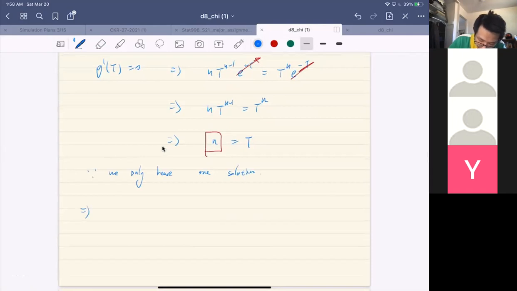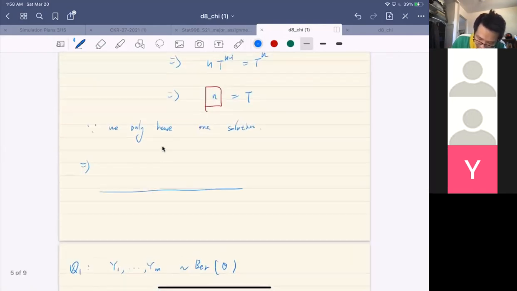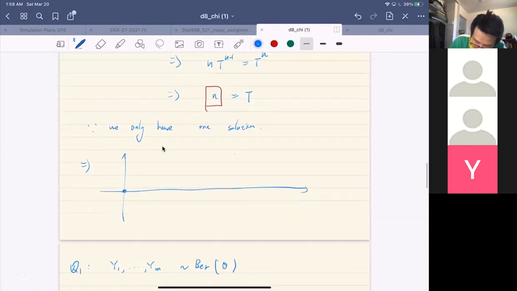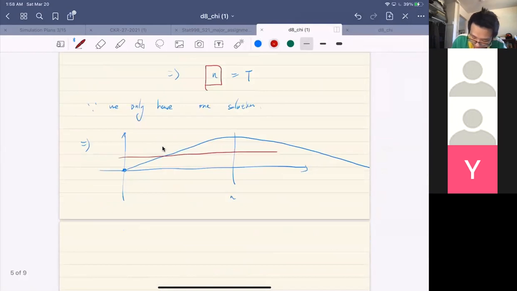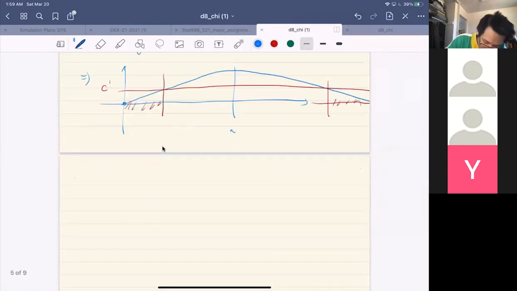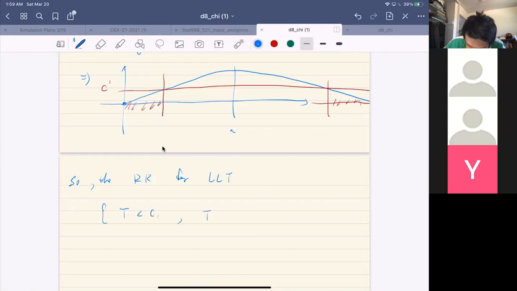So that means the g will be, look at this. g is linear, and g going to infinity is linear, and where t is equal to n, it will be like this. If we give a cut point like c prime, we will have the rejection region in here and here. So the rejection region for the test will be t smaller than some constant c1 and t greater than some constant c2.